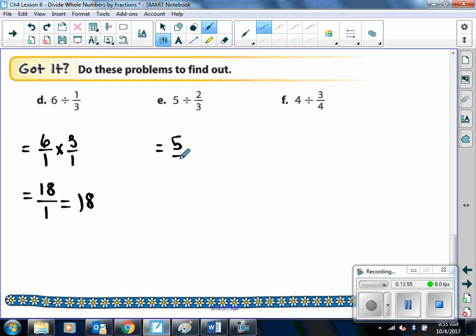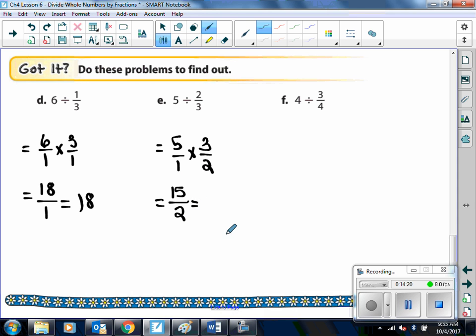All right. So, how about 5 divided by 2/3? 5 over 1. Very good. The division becomes multiplication, and the 2/3 becomes 3 over 2, or 3/2. Very good. We check to see if we can simplify before we multiply. We can't. So 5 times 3 is 15 over 1 times 2, which is 2.